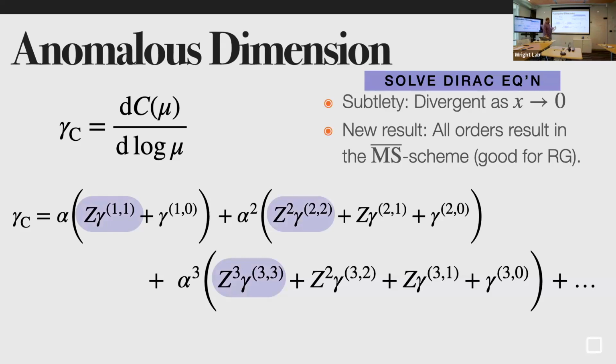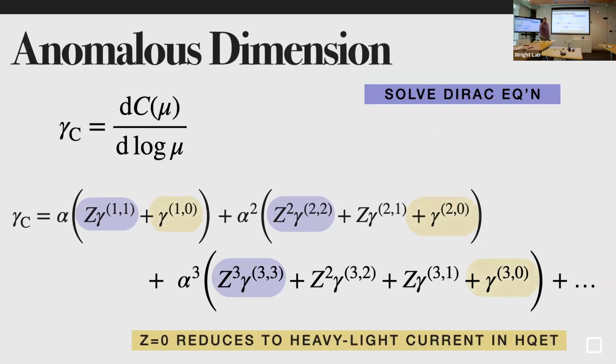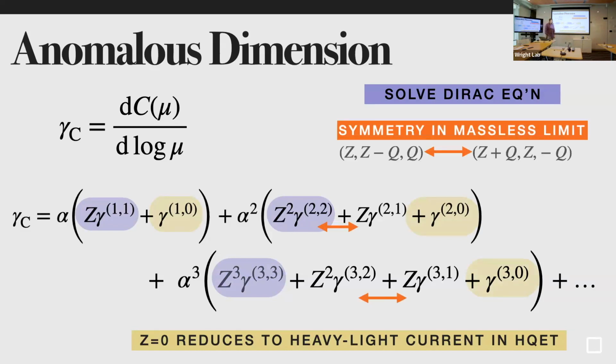It turns out we know some of these things from solving the Dirac equation. From what I just showed you, we know all of the leading in Z coefficients. And from existing literature on heavy quarks, we know all of these coefficients. So the only things we don't know are this and this. But one cool thing is we found a new symmetry in this problem that tells you that these are related and these are related.